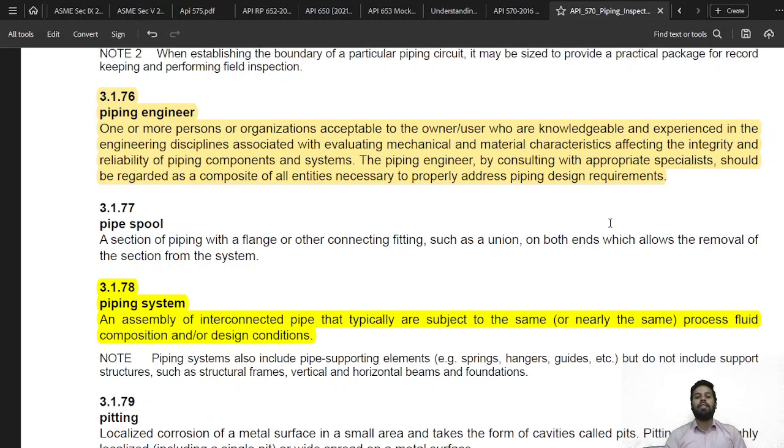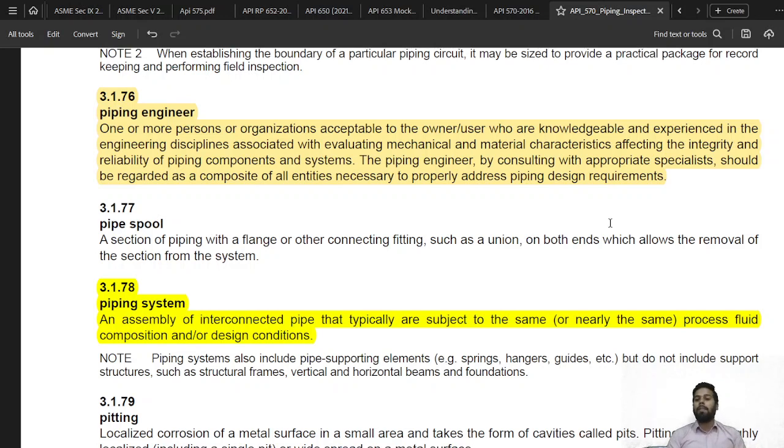Piping engineer is basically the engineer of the owner user, who will lay down all the technical aspects of your piping system. It is generally going to be an owner's inspector or owner's engineer who will run the day-to-day operation of your piping. So he might do stress analysis for the piping. He might need to be consulted while doing major alteration or major repairs. It is one or more persons of the organization acceptable to the owner user, who are knowledgeable and experienced in engineering disciplines associated with evaluating mechanical and material characteristics affecting the integrity and reliability of the piping components and system.